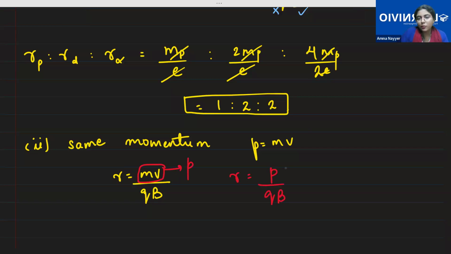Now let's look from here. Momentum is the same as per the question. The charge of the particle is variable. The magnetic field is the same because the question stated it. Obviously, when all the 3 particles are in the same magnetic field, how can it be variable? So I can simply say that the radius is inversely proportional to the charge of the particle. That's it.